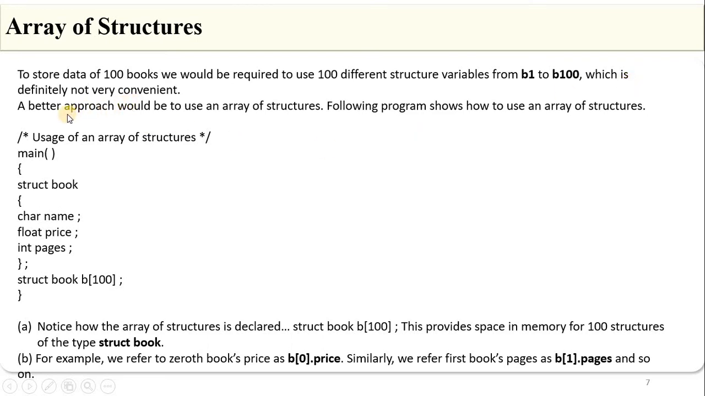So the better approach would be to use an array of structures. This is how you use an array of structures. To use an array of structures, say struct book B, and if you want to have 100 structures, give 100 here. If you want to have n number, B of n. So now this B is an array of structure book. So to access the first book, you will say B of 0. If you want to access the second book, you will say B of 1, and so on.